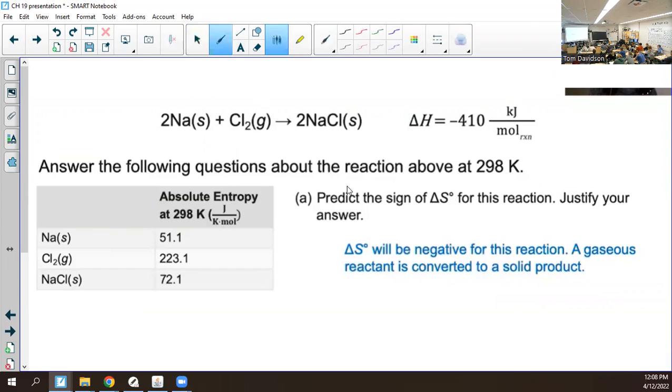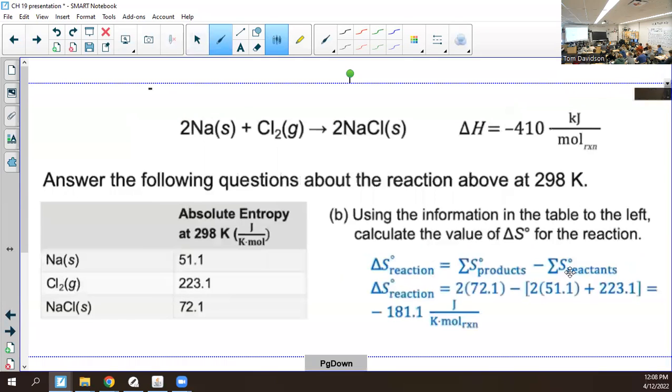There we go. All right, so delta S will be negative. A gaseous reactant is converted to solid product. If you ever decrease the amount of gas, entropy is going to decrease. Gases are the most random, highest entropy substance, and we got rid of it. All right, and then part B would have been negative 181.1.